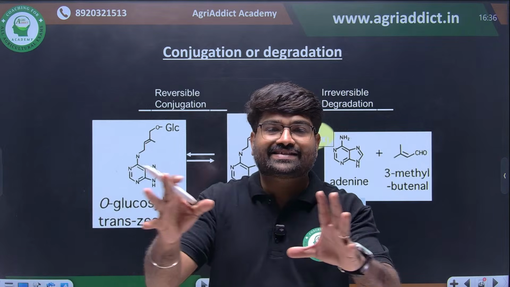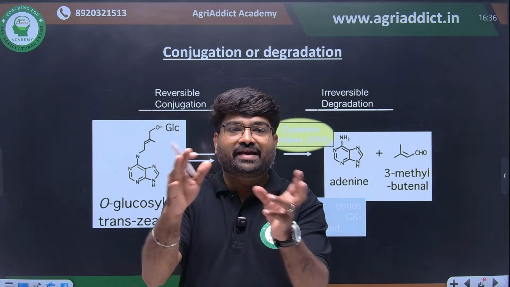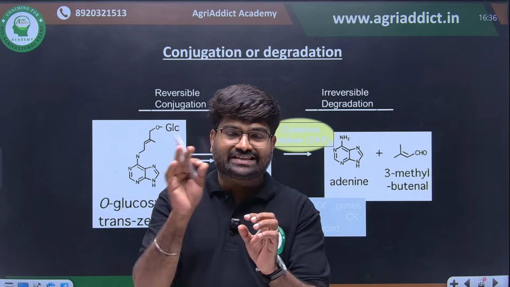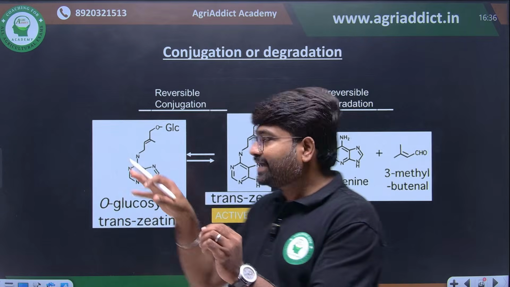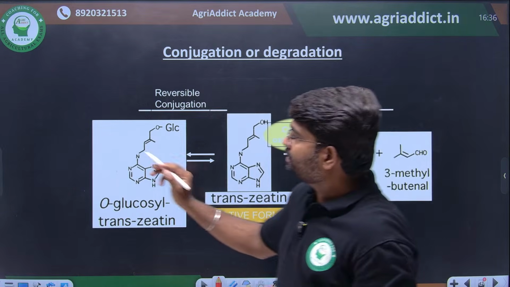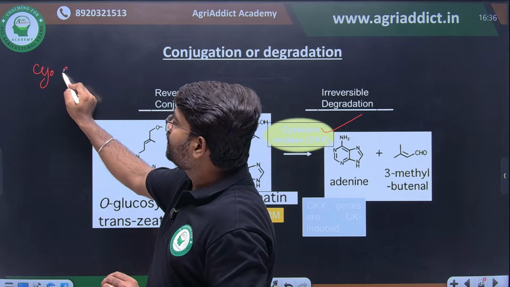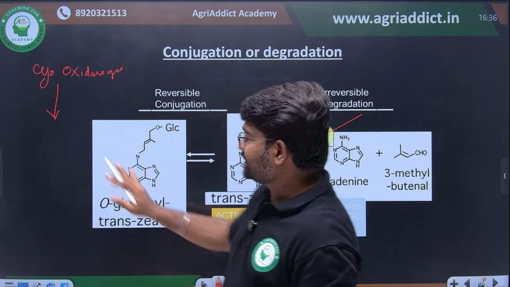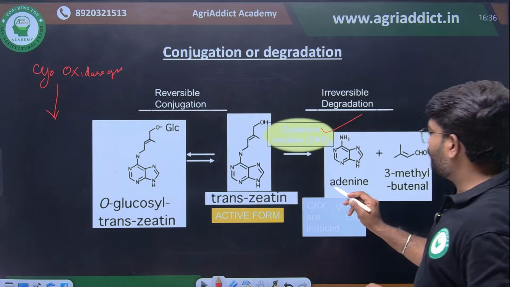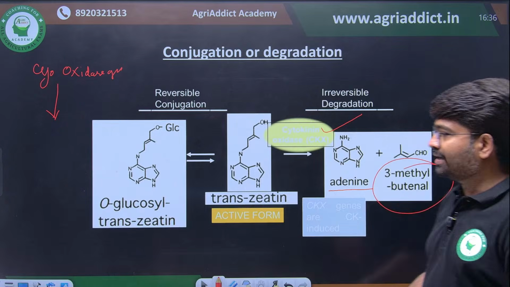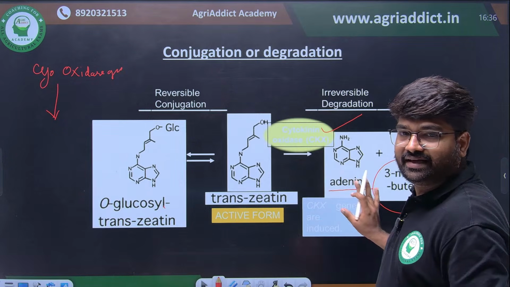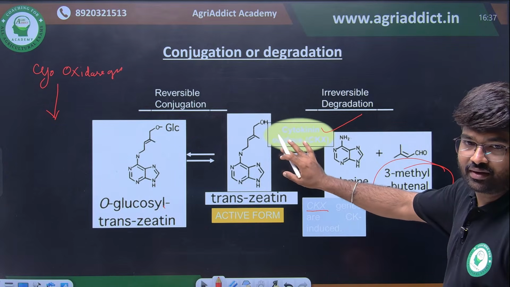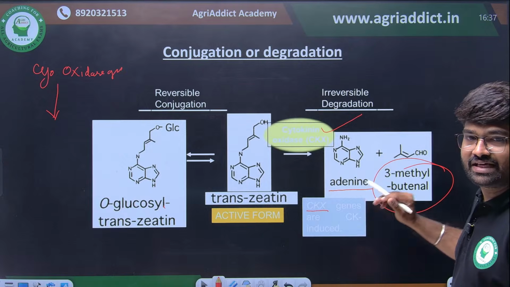If excess cytokinin is produced, how will it be catabolized? This is another most important thing. Excess cytokinin will be targeted by the cytokinin oxidase gene. It will convert cytokinin into inactive forms, that is adenine and 3-methylene butanol, so the cytokinin content will decrease here. Clear? So the CKX gene is the primary reason for converting transzeatin to 3-methylene butanol.